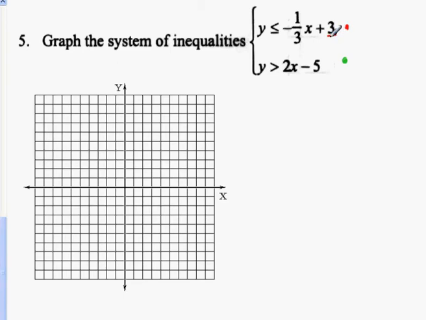So this is my y-intercept, so 3 is where it's crossing the y-axis. So I go up 1, 2, 3, make my first point, and then I have a slope of negative 1/3. So from this point I go down 1 and to the right 3. Okay, this is an equals to, so it's going to be a solid line. So I take now and I'm going to graph this. Like so.